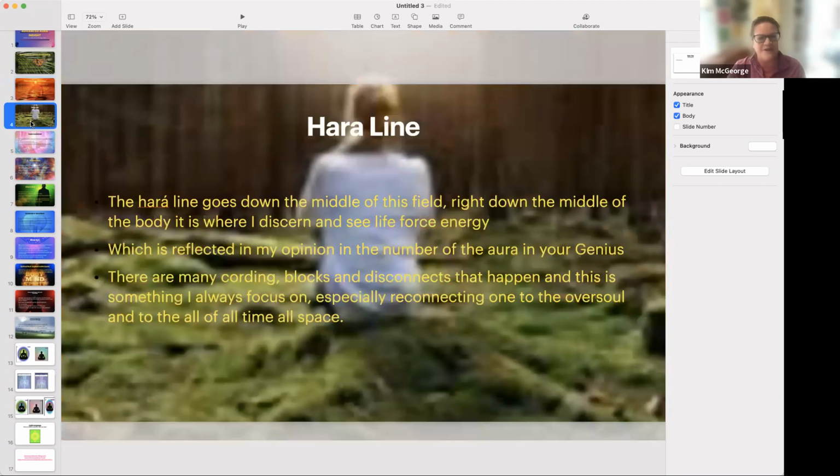Just briefly about the Hara line. You do need to be conscious that there's a Hara line that goes down the middle of this field, which also goes down the middle of the body, which is where I discern and see life force energy. One of the most useful numbers that I have found since I've been using this technology is the number beside the aura when you do a first pull on a client. So if I pull up your aura in the morning or at night and it's 37, that tells me a lot. It tells me you cannot sustain your life force energy. You should have a balance, in my opinion, between 400 and 600 life force energy when you get up in the morning, and when you go to bed at night, you should also have a balanced 400 to 600.